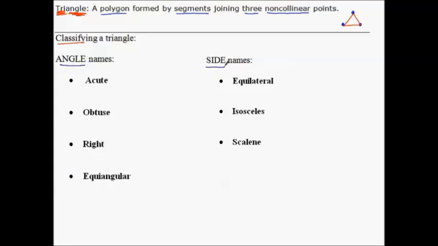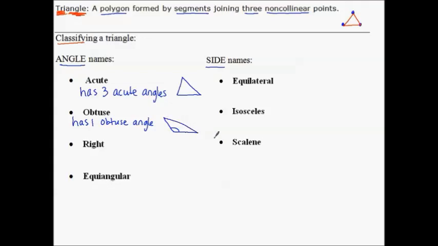Acute triangle has 3 acute angles. If we draw an acute triangle, we need to make sure that we are drawing it such that all 3 angles look acute. An obtuse triangle has 1 obtuse angle. So when I draw an obtuse triangle, I usually start by drawing an obtuse angle, see how this angle looks greater than 90 degrees, and then connecting to make the third side.